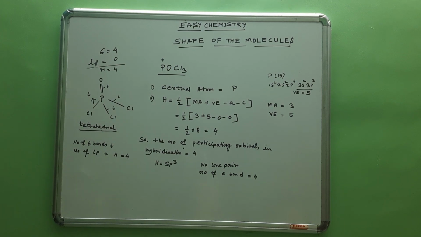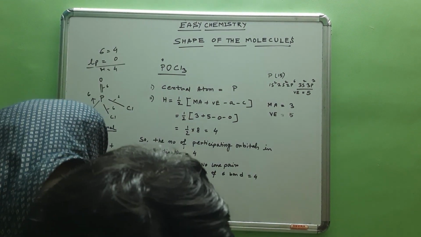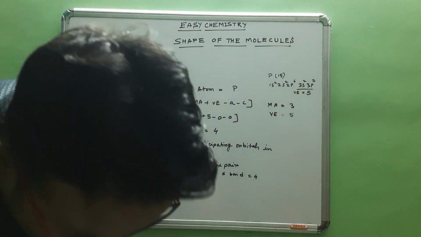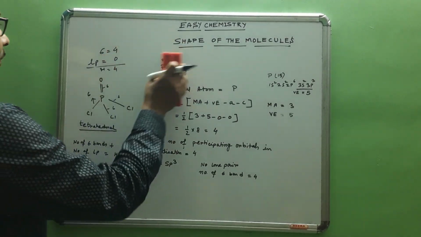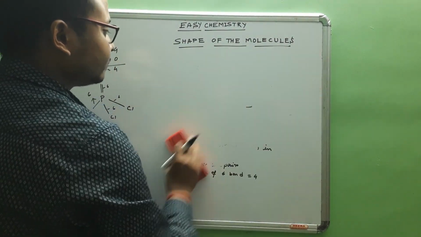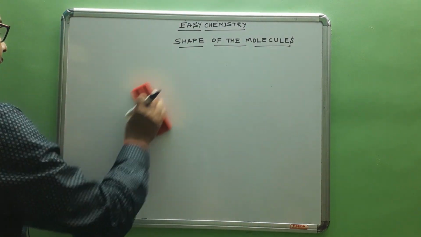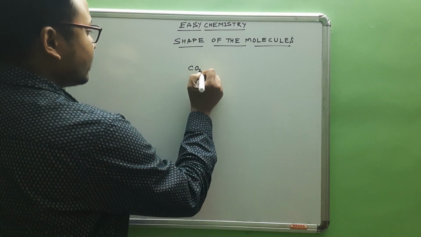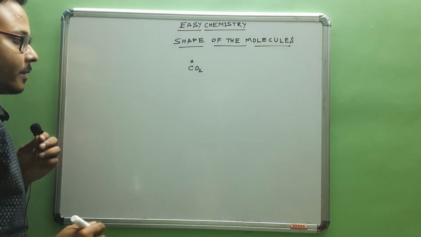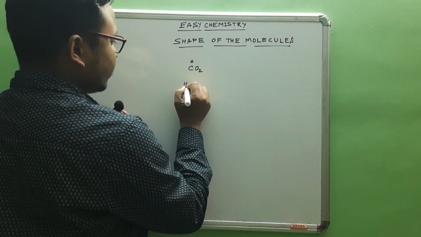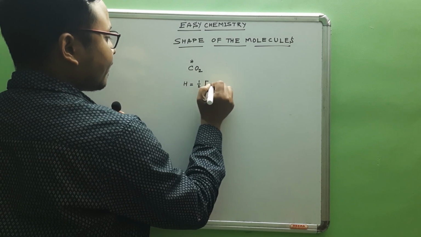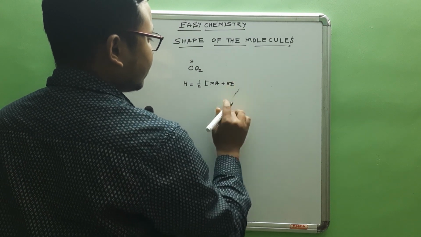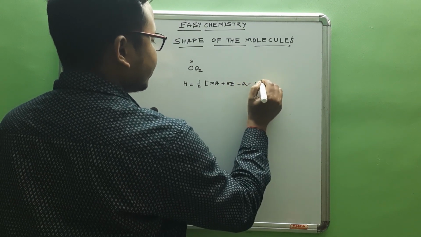So our next example is the structure of CO2. What will be the structure of CO2 and how do we derive it? This is the central atom. So what will be the hybridization? Half of Ma plus Ve minus A minus C.